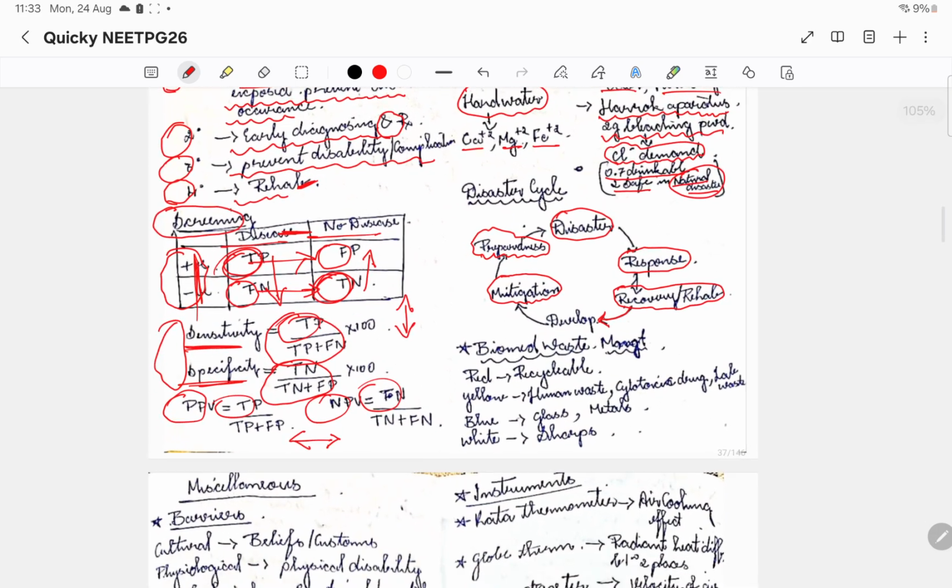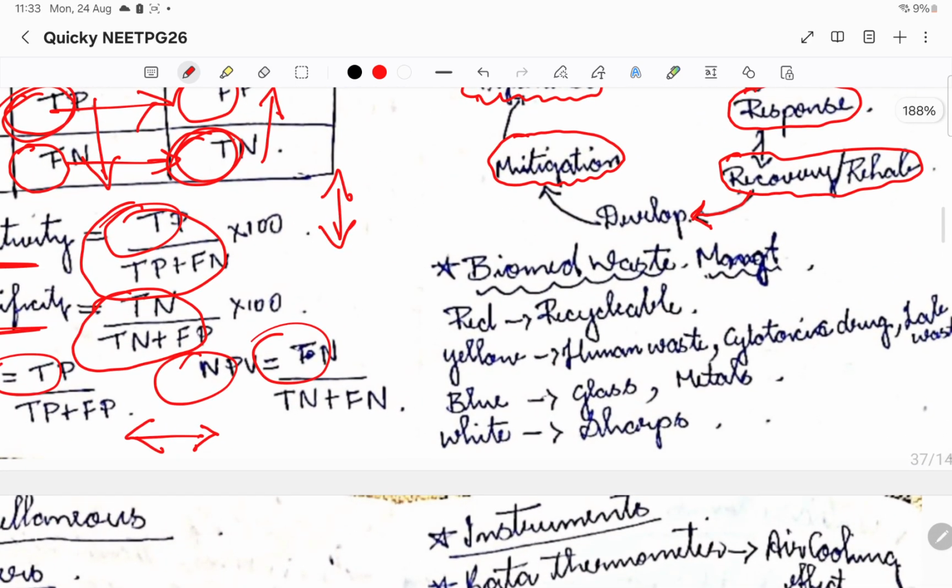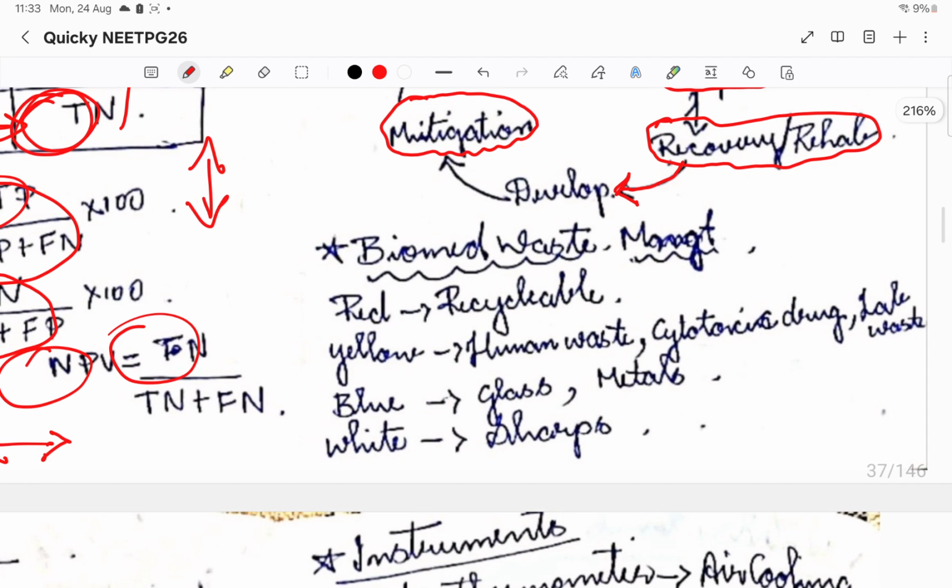Okay, so biomedical waste management, very important. Hundreds of times they have asked. So red, remember R for red, red is recyclable. All rubber, all this plastic, everything is recyclable, right? So please remember, wherever recyclable stuff is there, please go for red. Even gloves, all these things are red. Okay, so remember that.